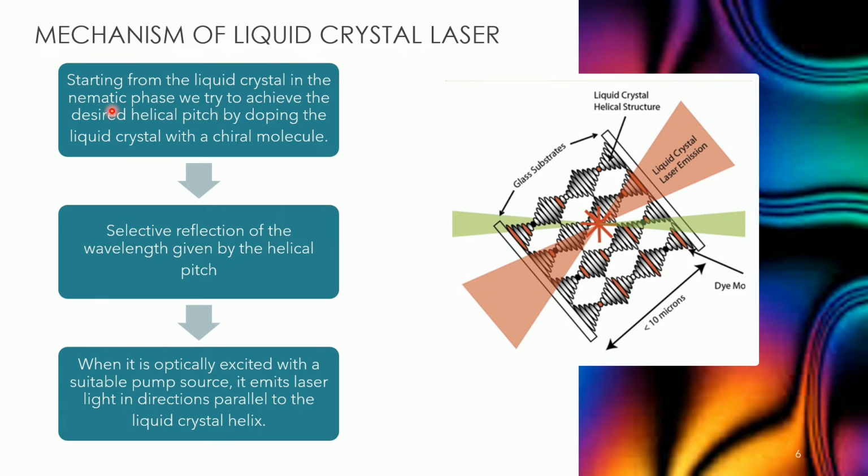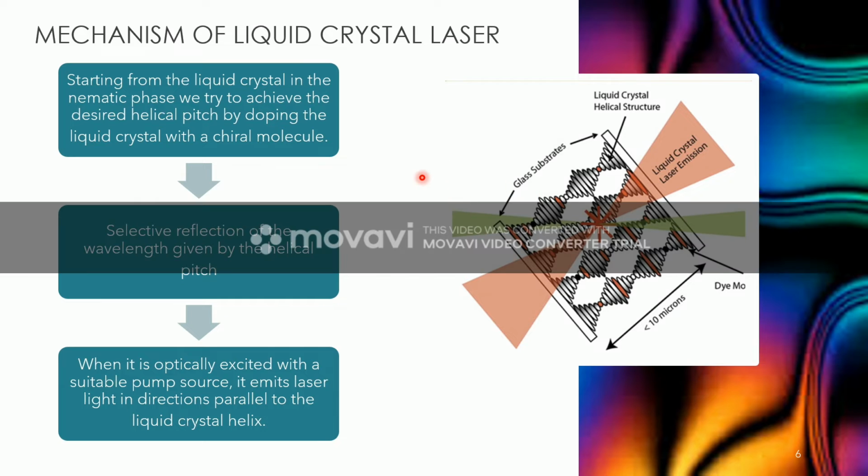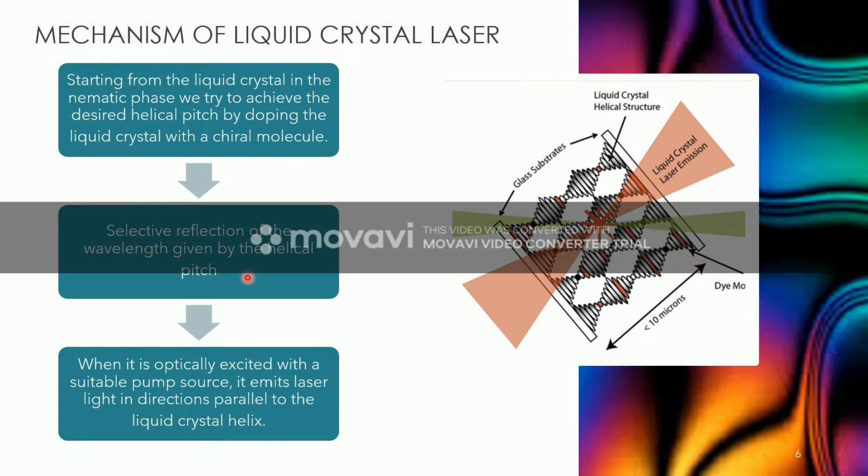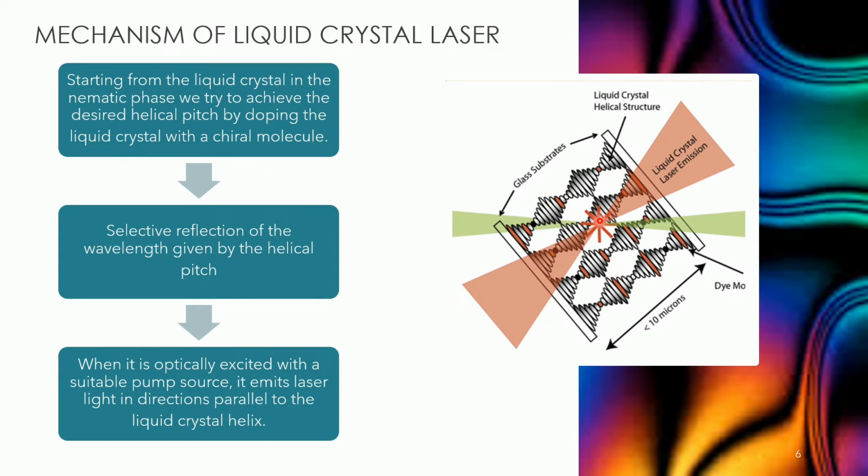The reason why we want a desired helical pitch is because we want to be able to produce a helical pitch that only reflects a certain wavelength of light. So let's say in our case we want to reflect the color red. This helical pitch will only reflect light selectively, that is, the red wavelength. So what really happens is that when the structure is optically excited, it will start to emit red light, because once it is optically excited, light goes in and only the red wavelength will be emitted out. So that's how this liquid crystal laser works.